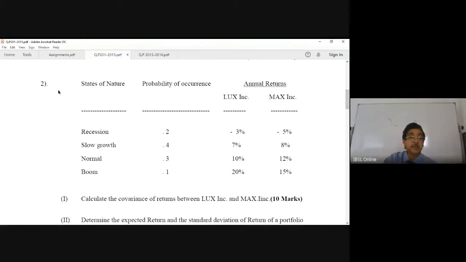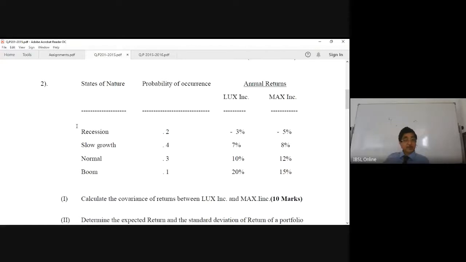Then you get another question, which is a very familiar type, where you get several questions like this. Now, there you have states of nature. States of nature means the economy can have such natures. It can be a recession state, or a slow growth state, or a normal state, or a boom state. Here, only 4 states of nature are taken into consideration.